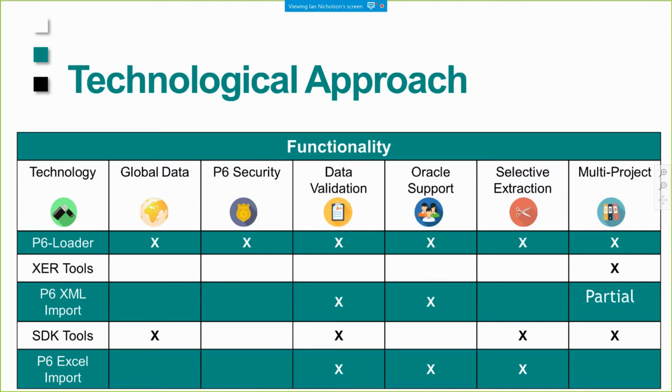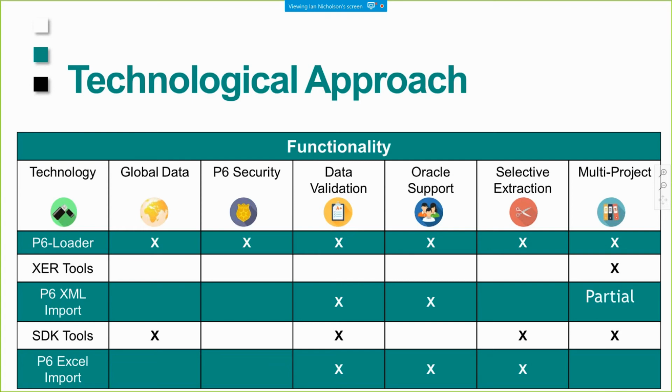Now lately Primavera has also come up with an XML import-export process, and that is a little bit better than the XCRs in that there is data validation on it, so Primavera actually does check the data. Oracle will support that. The problem you have is that if you do multiple projects on it, as soon as you do multiple projects, all the remapping functions get turned off. So a lot of the functionality around XML only works when there's one project in that XML file.